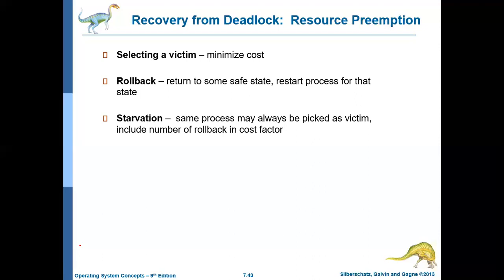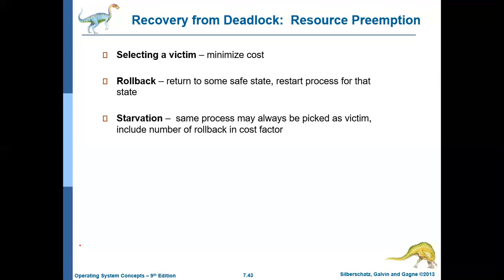And then we have discussed deadlock recovery, how to recover from the deadlock. Basically there are two ways to recover from deadlock. The first method is to terminate some of the processes. The second method is to preempt some of the resources. So this is the second way of dealing with deadlock.